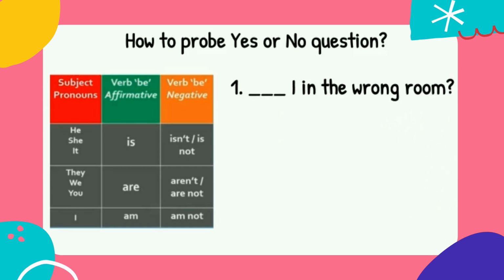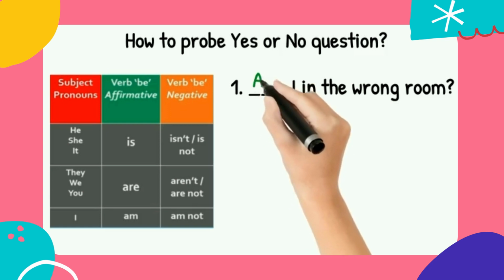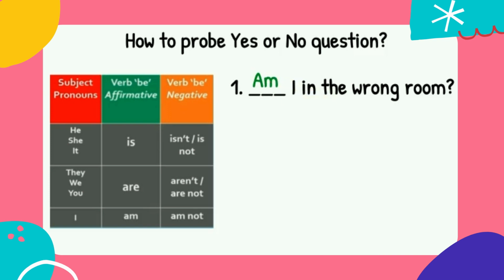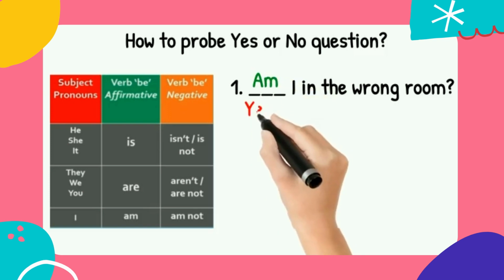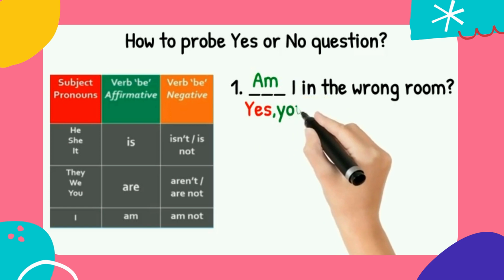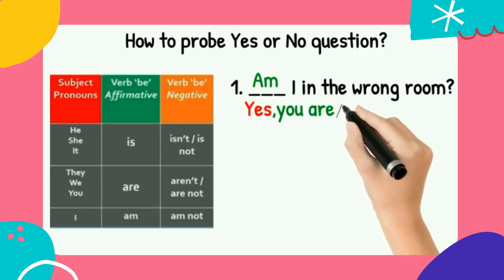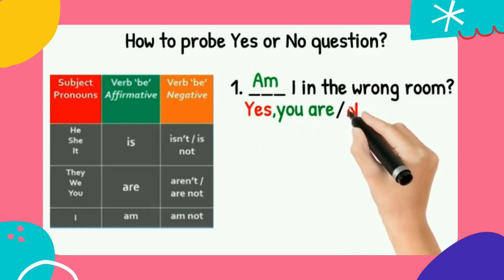So let's take a look at the question. What is the subject pronoun for this question? I. I is the subject pronoun. So what is the verb be affirmative for I? Am. Very good. So the question will be, am I in the wrong room? And then you can answer, yes, you are, or no, you aren't.